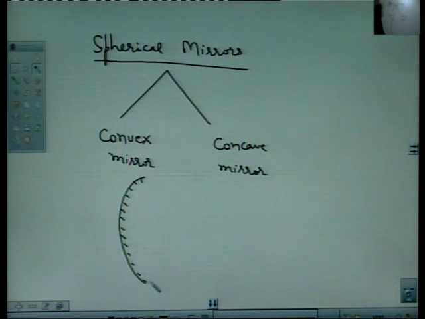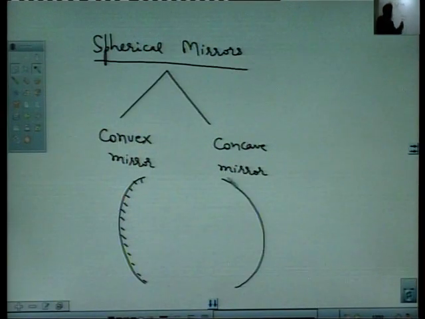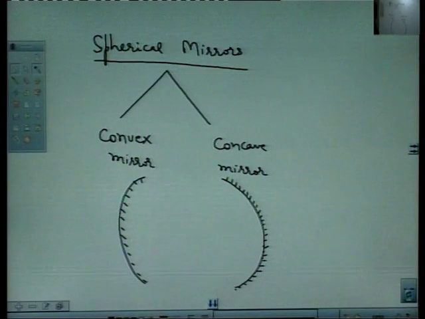It is polished from inside, reflection takes place from outer side, and concave mirror is polished from outer side, reflection is taking place from inner side. They are part of a spherical surface, and depending upon which portion is polished and from which portion reflection takes place, we call them convex or concave mirrors. They are also very important.